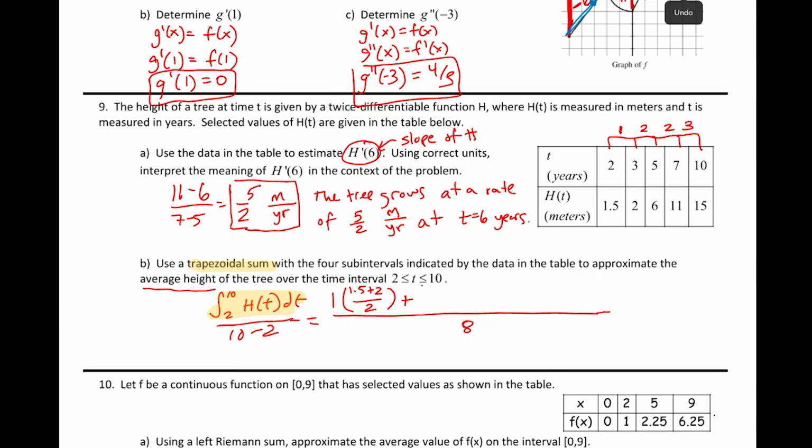Plus 2, which is the next base, times the average of the next 2 heights, which is 2 and 6. Plus the base of the third trapezoid, which is not 3, but 2, times 6 and 11 divided by 2. And finally, the last one is going to have a base of 3. The average of the heights are 11 and 15. So there you go. And this is going to be in meters.